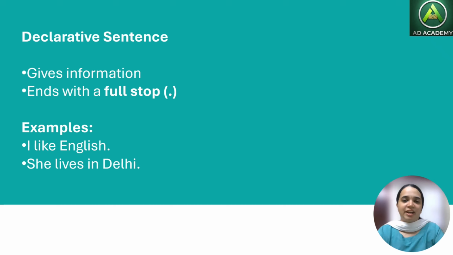Examples are: I like English. You have to capitalize language names. It is followed by a full stop, which means it gives some information. I like English. Okay, the person who says this is giving information, so it's a declarative sentence. He is not asking a question, not giving a command, not making a request. So we can classify this particular sentence under declarative sentence.